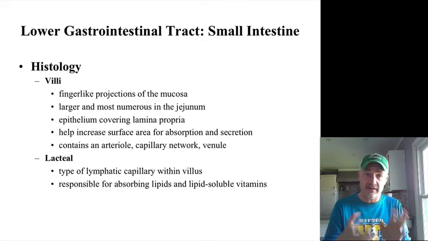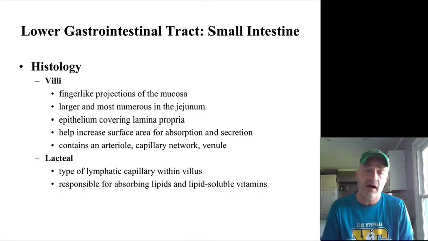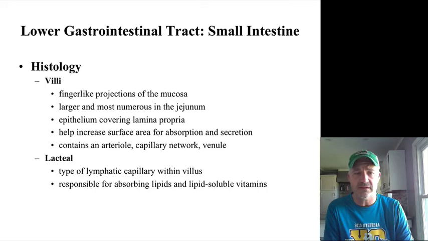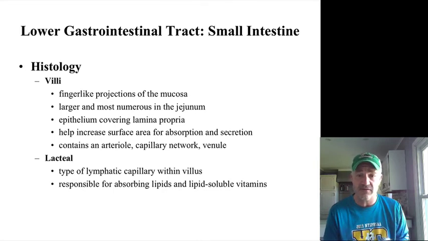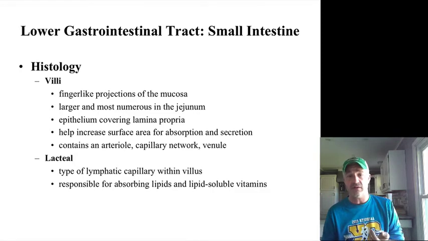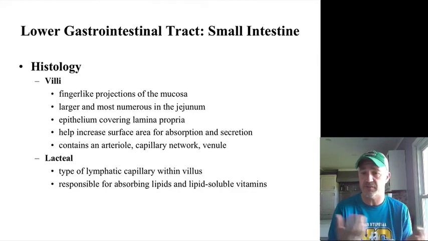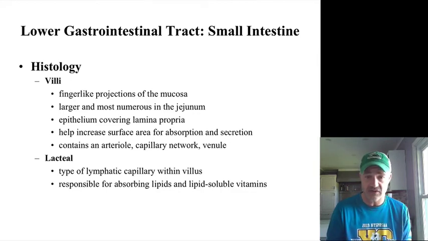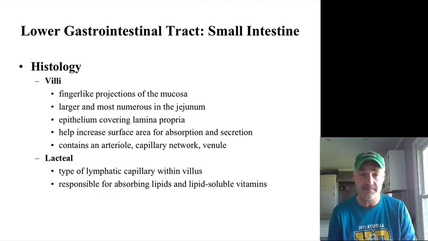On these plicae circularis and lining the whole thing there, you have these finger-like extensions of the mucosa called villi. We've actually seen these under the microscope when we looked in AMP1 at simple columnar, for example. This epithelium covering the connective tissue underneath generally has a capillary network in there, along with what's called a lacteal, which is a lymphatic capillary. One of the things that's kind of interesting is the lacteals do most of your lipid absorption for the digestion, where it's not going into the bloodstream. It goes actually right into the lymphatics.